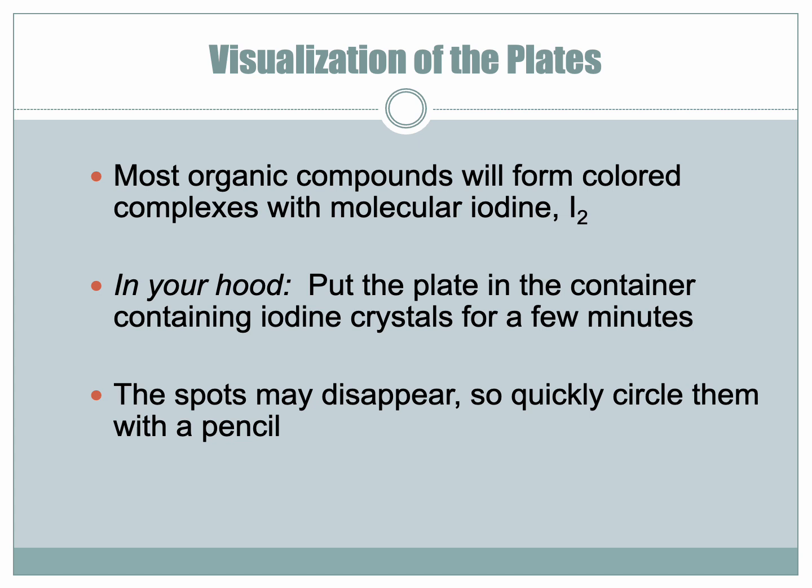So we can take those invisible spots, put the plate into a chamber with iodine gas, and the spots will become visible. So we can either use ultraviolet light to look for the black dots, or we can put the plate into an iodine chamber and look for the brown dots.